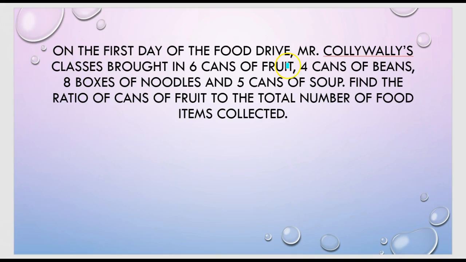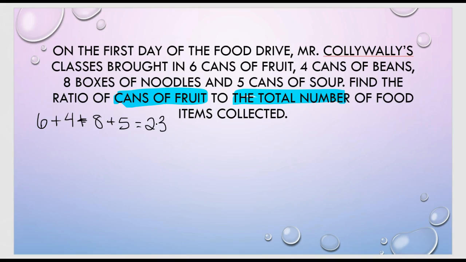So just to help myself out, we are finding the ratio of cans of fruit to total number, because otherwise it's just way too much. So the first thing I want to do is add them up. So I have 6 cans of fruit plus 4 cans of beans plus 8 cans of noodles plus 5 cans of soup. So what happens when we add those up? 6 plus 4 is 10, plus 8 is 18, plus 5 is 23. So we have 23 food items.